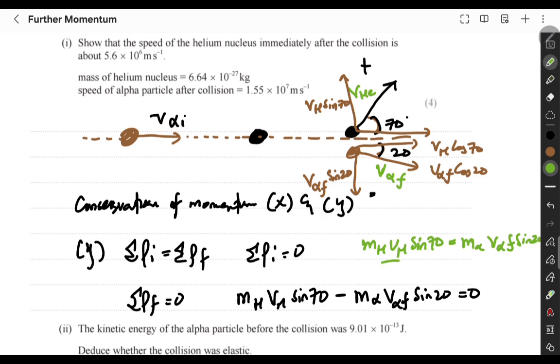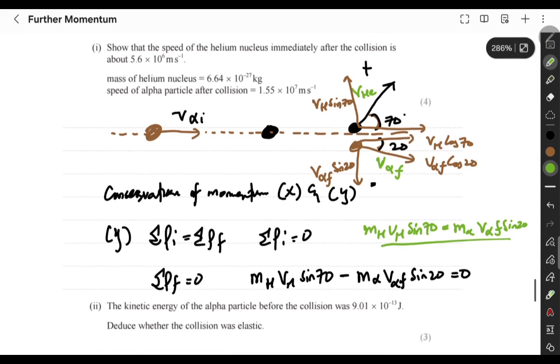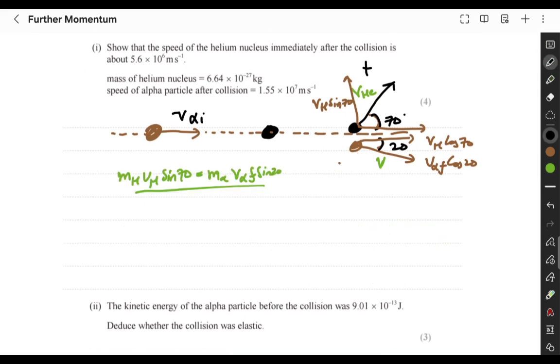Okay. And now, let me just make some room. So now that we have this, we need to find the speed of the helium nucleus immediately after the collision. We just showed that, so we can just write v_H, that's what we need to find out. It equals m_alpha v_alpha_f sine 20 divided by m_H sine 70. So the expression goes like this: mass of the alpha particle times the final velocity of the alpha particle sine 20 divided by the mass of the helium nucleus sine 70. That's going to give me the velocity of the helium nucleus after the collision.